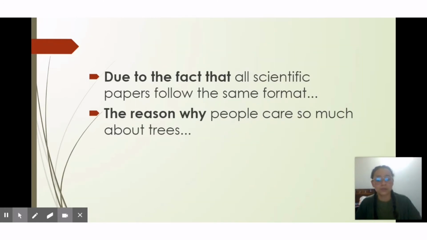Then another example, "due to the fact that all scientific papers follow the same format". This is an example for the nouns followed by that. Again, two different sentences that put together relevant information, not making relation to previously mentioned information. This connects to the fact that it brings to the table new information.